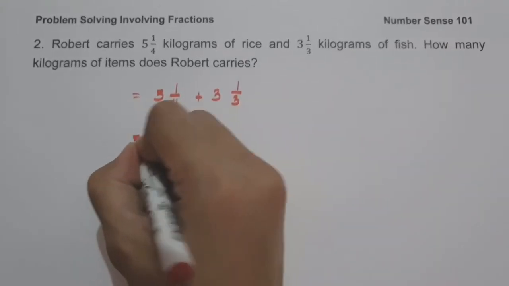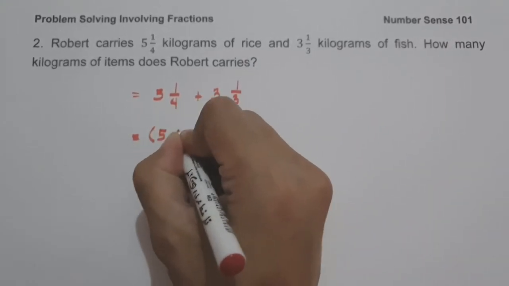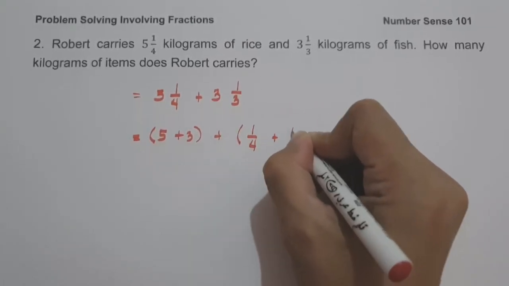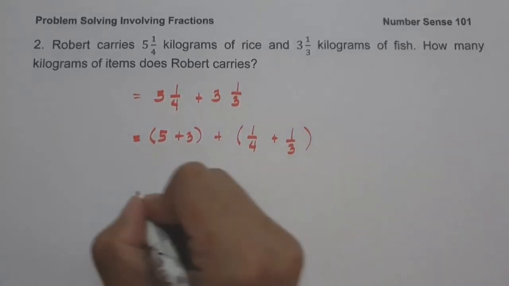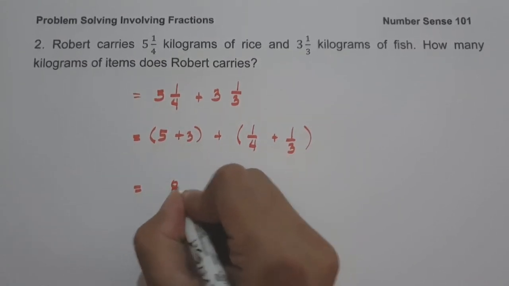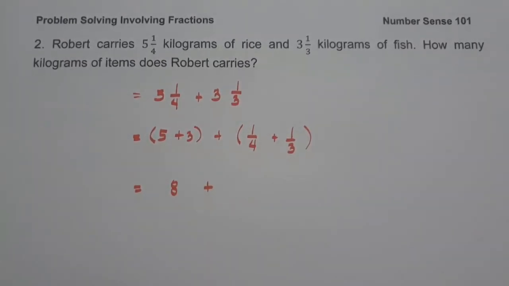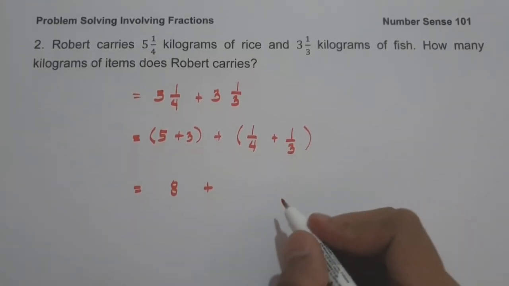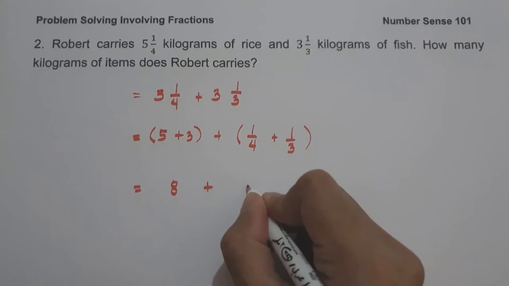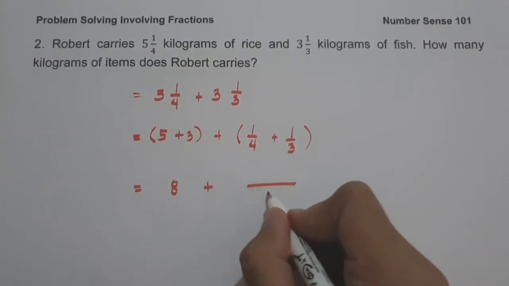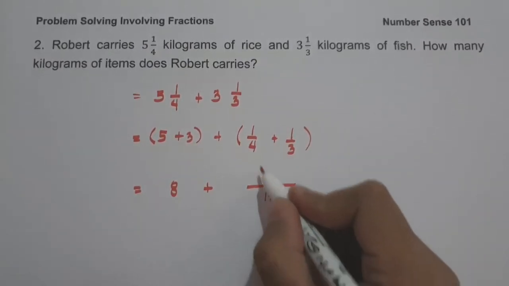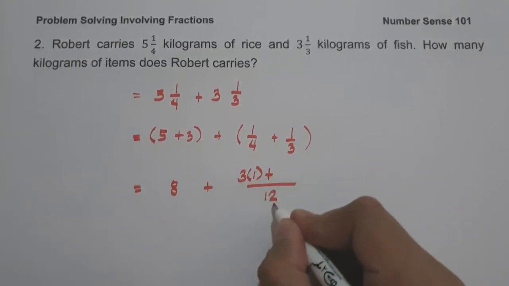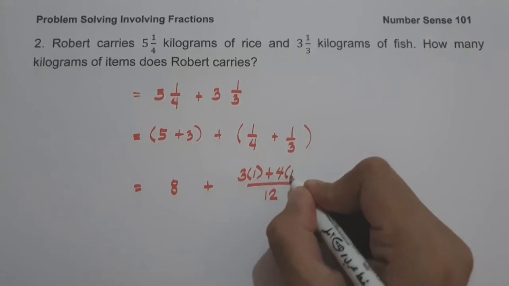3⅓. To add this, let us have 5 plus 3, and then we have 1/4 plus 1/3. 5 plus 3 is 8, and then we have 1/4 plus 1/3. Since we are adding fractions with different denominators, all we have to do is find the LCM. The LCM of 4 and 3 is 12, and 12 divided by 4 is 3, multiplied by 1, and then 12 divided by 3 is 4 times 1.